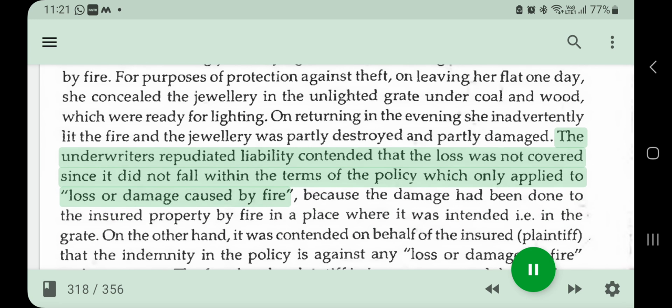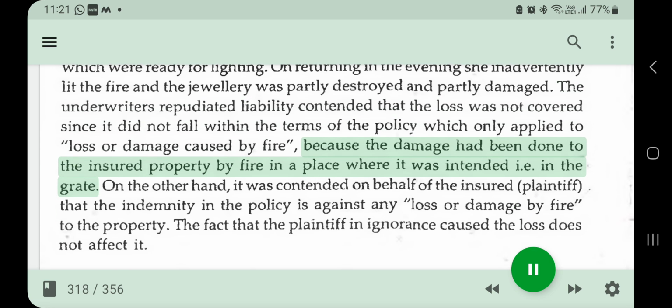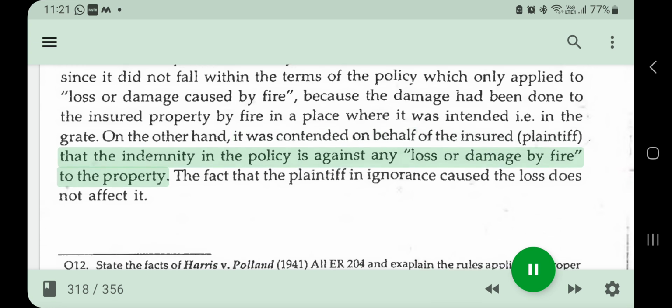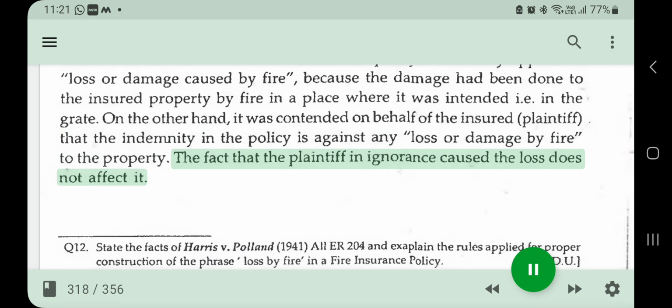The underwriters repudiated liability, contending that the loss was not covered since it did not fall within the terms of the policy, which only applied to loss or damage caused by fire, because the damage had been done to the insured property by fire in a place where it was intended, i.e., in the grate. On the other hand, it was contended on behalf of the insured, plaintiff, that the indemnity in the policy is against any loss or damage by fire to the property. The fact that the plaintiff in ignorance caused the loss does not affect it.